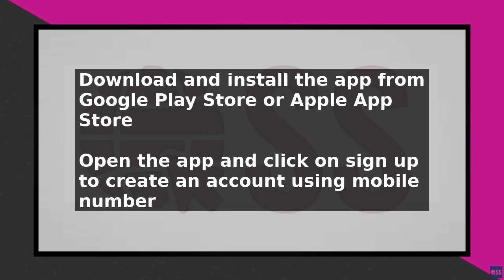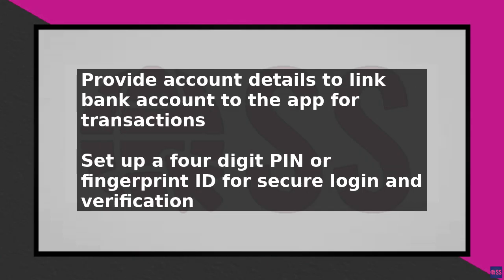First, download and install the app from the Google Play Store or Apple App Store. Once installed, open the app and click on Sign Up to create an account. You will need to provide your mobile number and verify it using an OTP sent to your number. After verification, you will be asked to set up a 4-digit PIN or fingerprint ID for secure login.